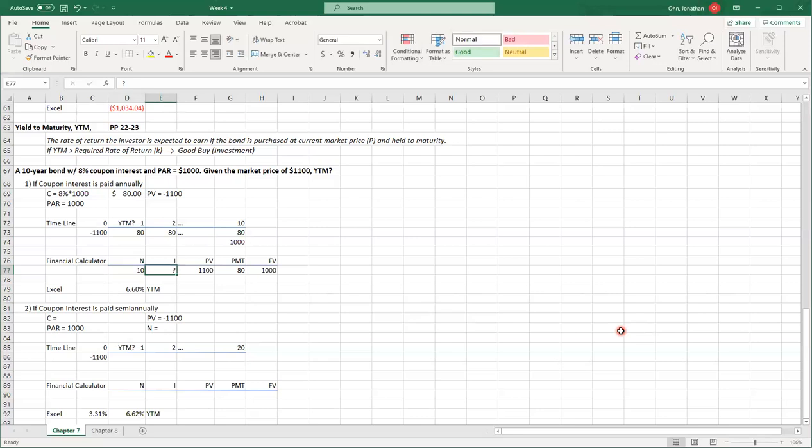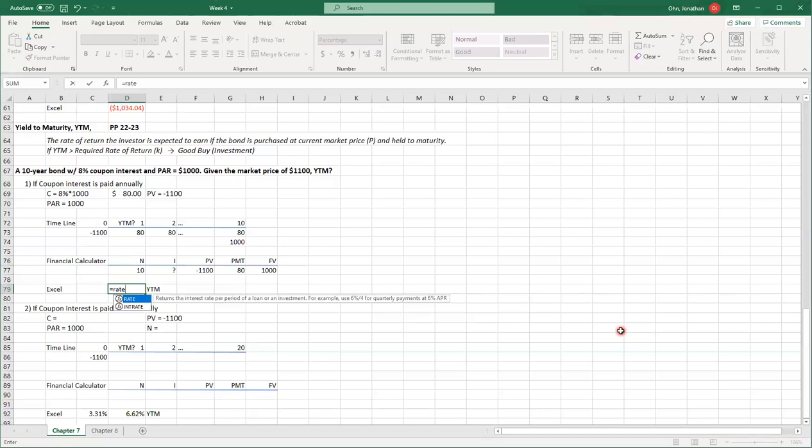Compute I. Okay, let's do that. Rate is the variable that we are solving for in Excel. Now, if you enter this rate, then you are given this for many. N period is 10 years, payment is $80 each year, and then present value is minus 1100. That is the bond price that you have to pay, and future value is the par value, $1,000.